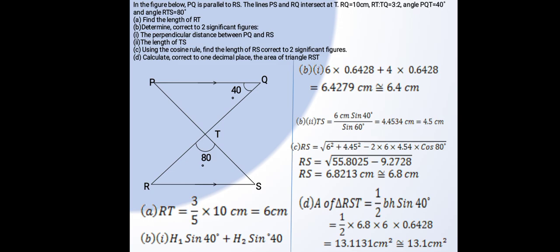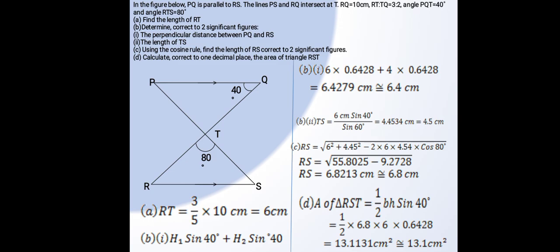In the figure below, PQ is parallel to RS. The lines PS and RQ intersect at T. RQ is 10 centimeters, RT to TQ is 3 to 2. Angle PQT is equal to 40 degrees and angle RTS is equal to 80 degrees. Find the length RT. That's A. The length RT can be found just using the ratio because it's 3 to 2. So RT is 3 over 5 multiplied by 10, which is 6 centimeters.